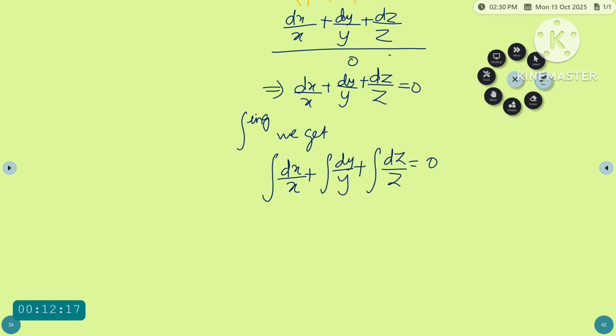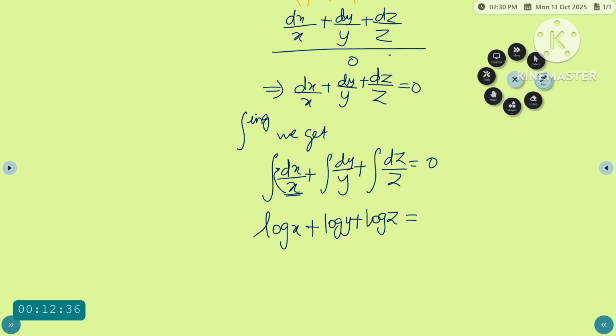What about the integration formula for integral dx by x? Clearly it is log x, because the denominator's differentiation appears in the numerator. So log of denominator is our integration formula: log x plus log y plus log z. We have to add one integrating constant.